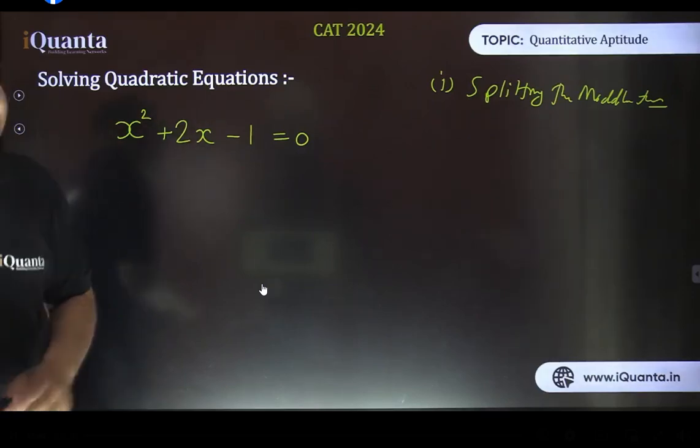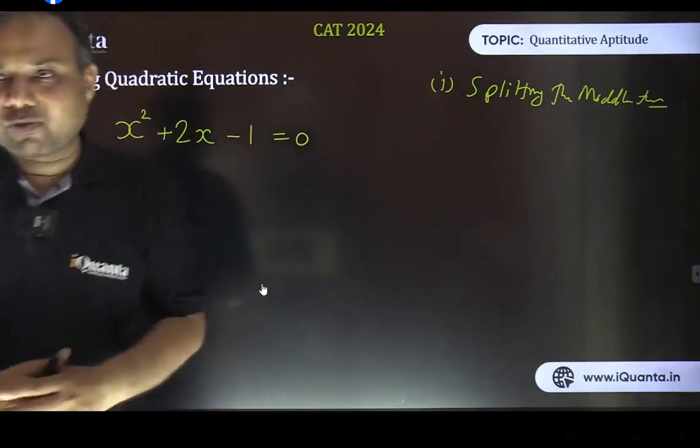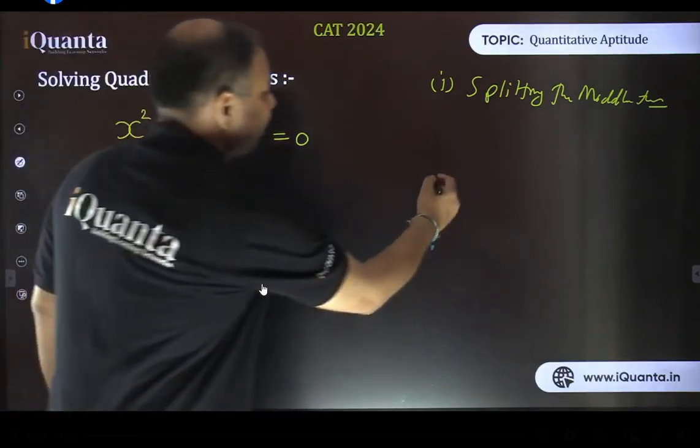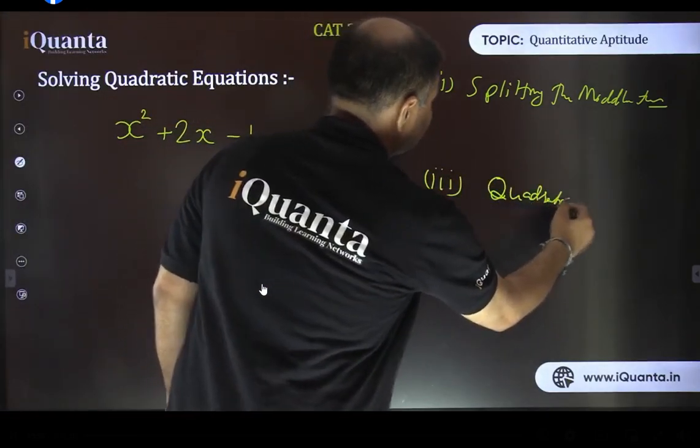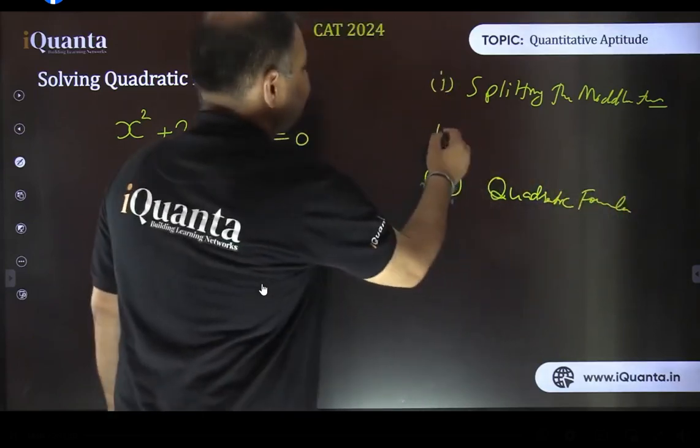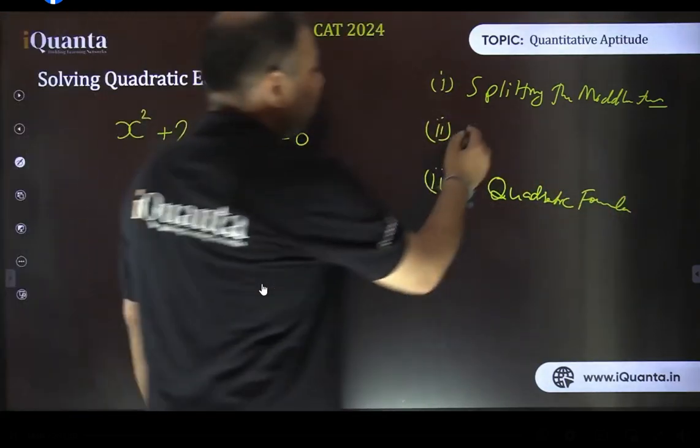Yes, some of you are writing the formula. Yes, that will be another method. I told you there are 3 different methods which we are going to use. The first one was splitting the middle term, and the third one is using the formula which many of you are already writing. It is known as the quadratic formula. But in between there is another important method which is called completing the square.